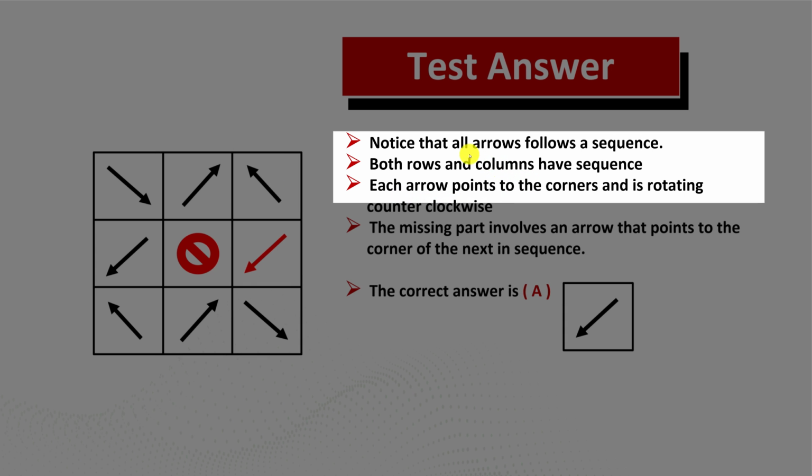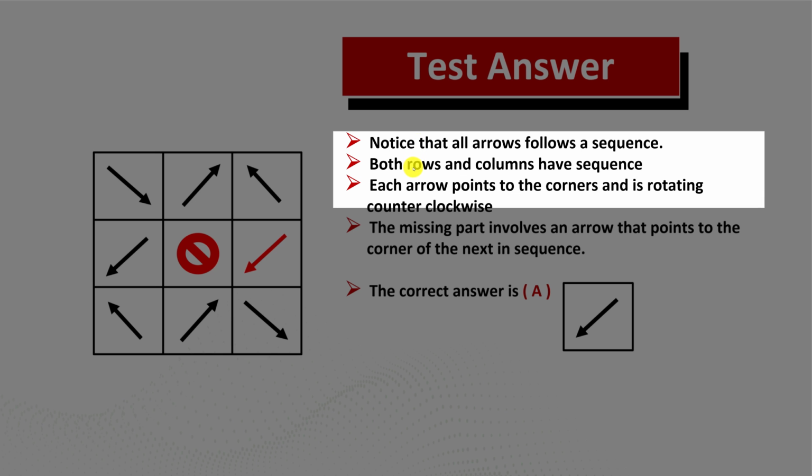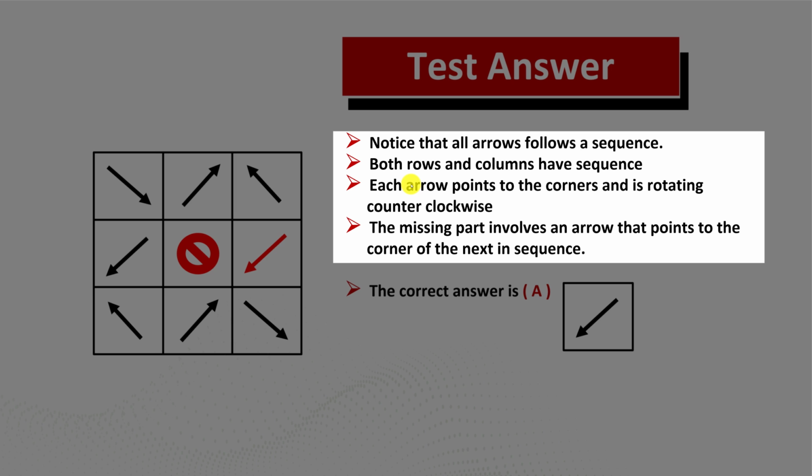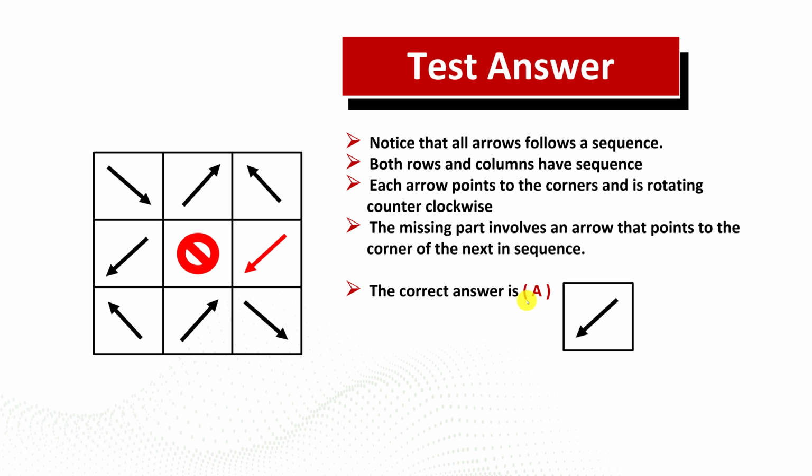Let's recap. Notice that all arrows follow the sequence. Both rows and columns have sequences, something to look for, and each arrow points to the corners and is rotating either counterclockwise or clockwise. So the missing part involves finding the arrow that matches the pattern. The correct choice here is choice A, arrow pointing in the bottom left corner. Hopefully you've nailed this question and now know how to answer these types of questions in the test.